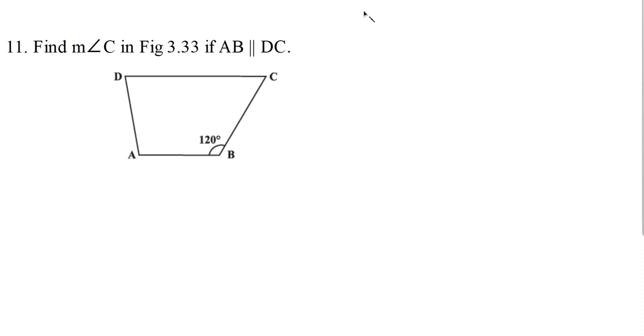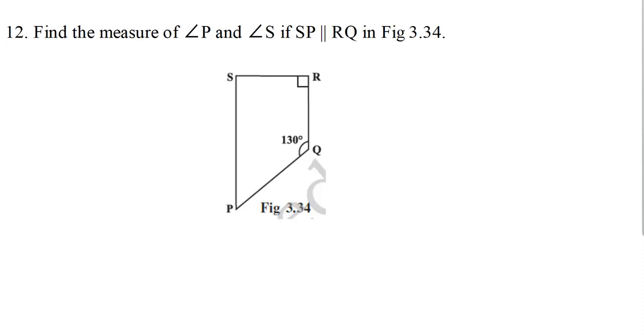Here you have to find out the measure of angle C. Here it is given that AB and DC are parallel. So these two being parallel means angle B and angle C are adjacent interior angles. So angle 120 plus angle C is equal to 180 degrees. From that you can find out the value of angle C. Here is the last question.